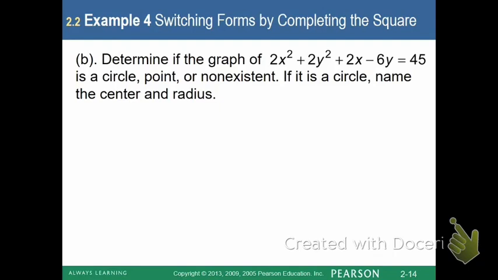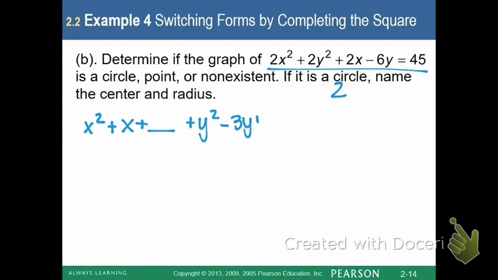Okay. Now here's one where we want to go ahead and divide first to get the x squared and the y squared to have a 1 out in front. So I'm just going to take this and divide all of these by 2. So I'll have x squared, and I'm going to go ahead and group them as well. So x squared plus the x there, plus blank, and then plus the y squared, dividing by 2, so minus 3y plus blank equals 45 over 2.